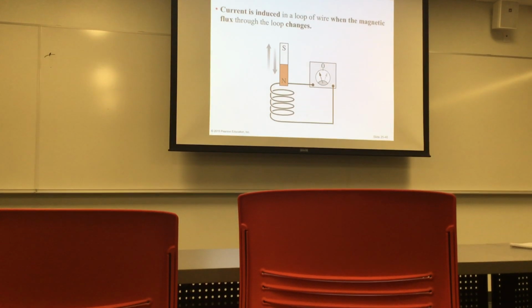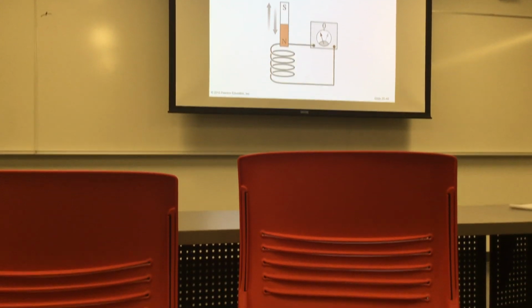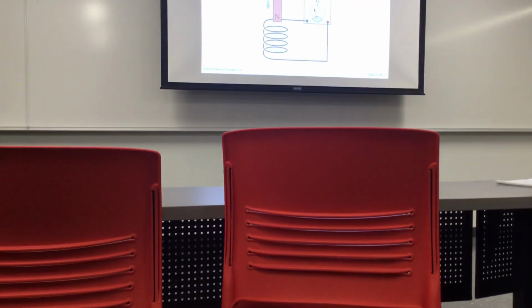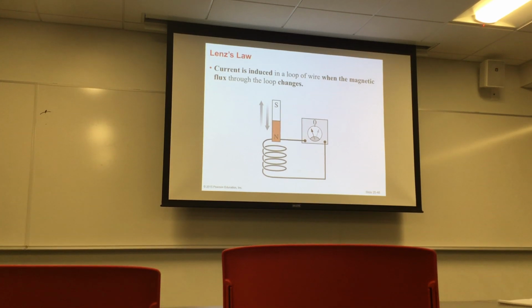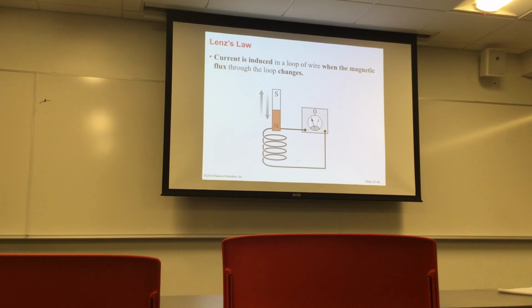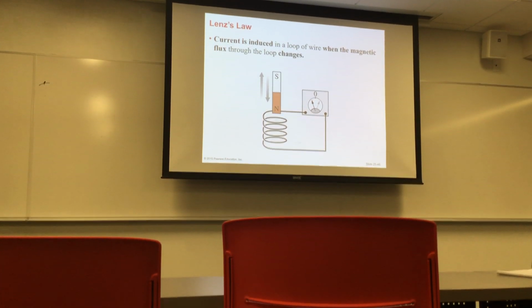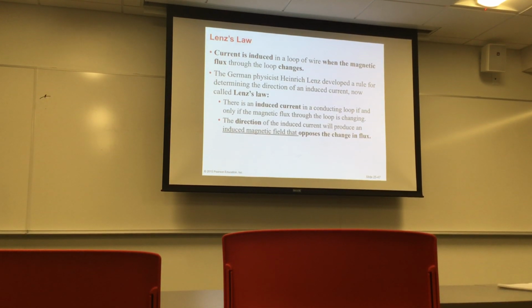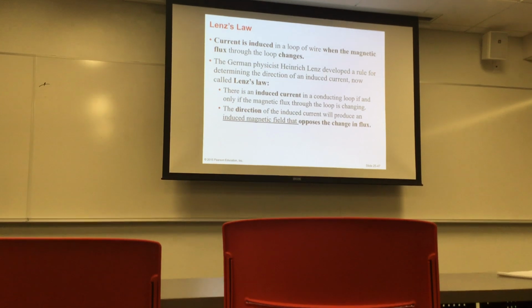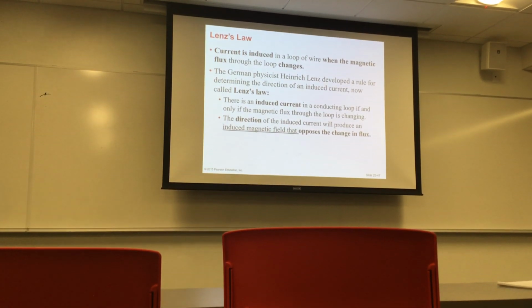And only if the magnetic field is changing, either because I'm moving in and out of the magnetic field, will this appear. Alright? So it's the change in the magnetic flux that makes the current appear.